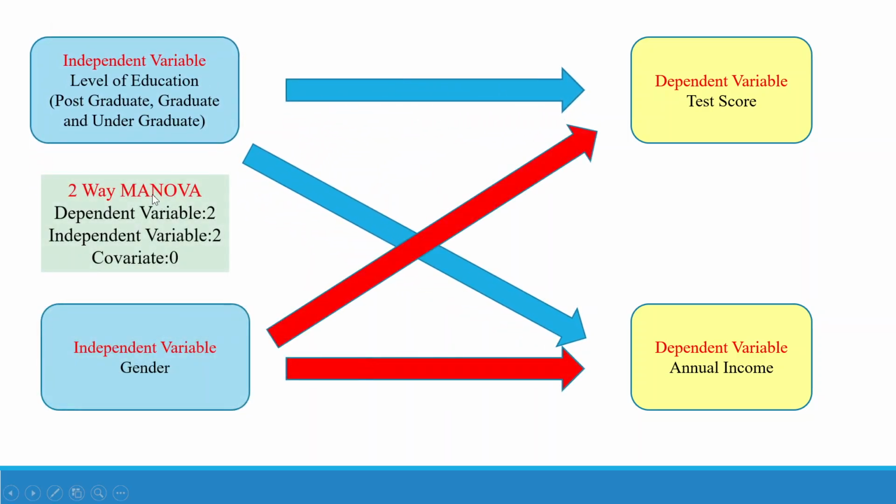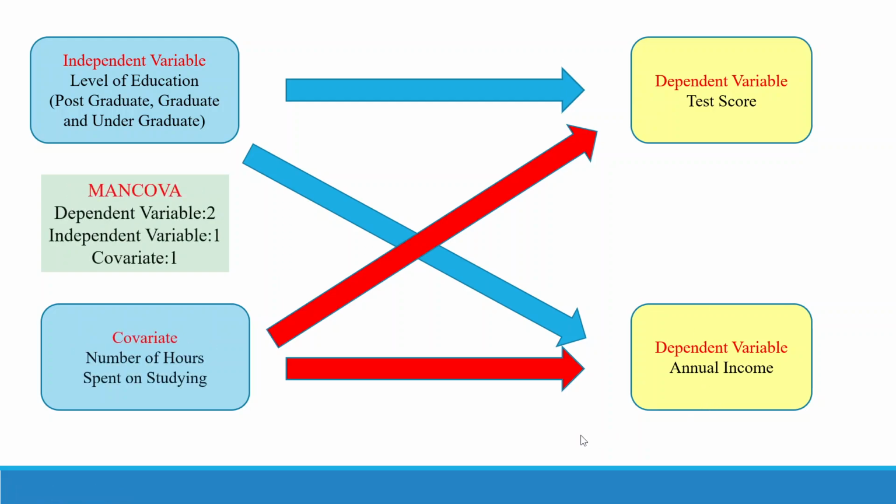Two-way MANOVA. Two dependent variables, 1, 2. Two independent variables, 1, 2. Both are discrete. The objective is to study the effect of level of education on test score and annual income. The second is to study the effect of gender on test score and annual income.